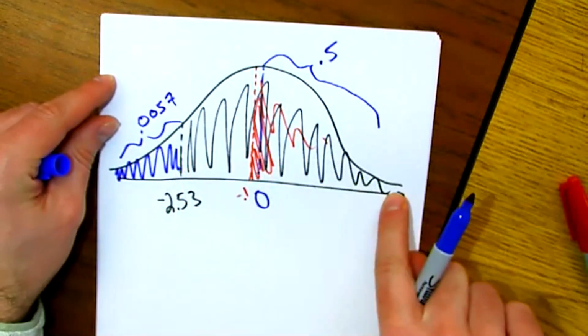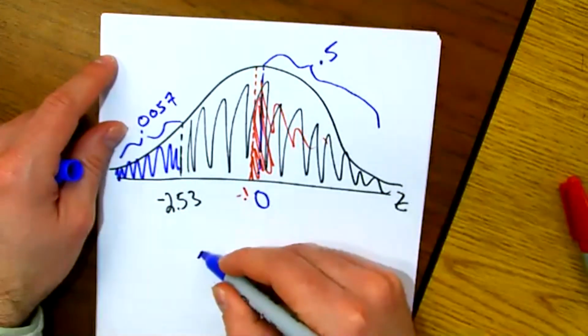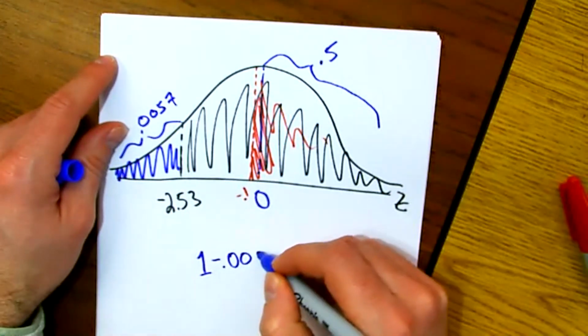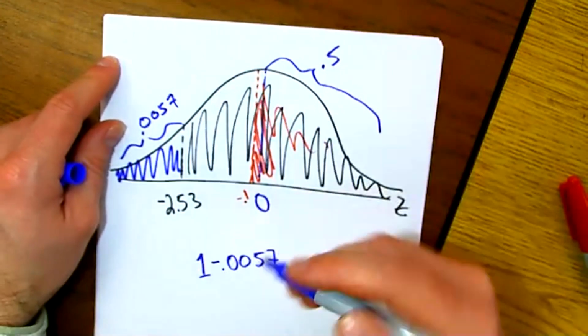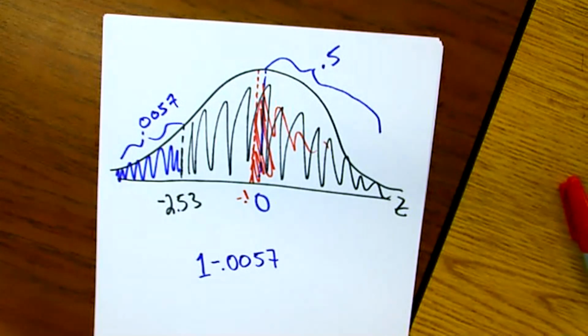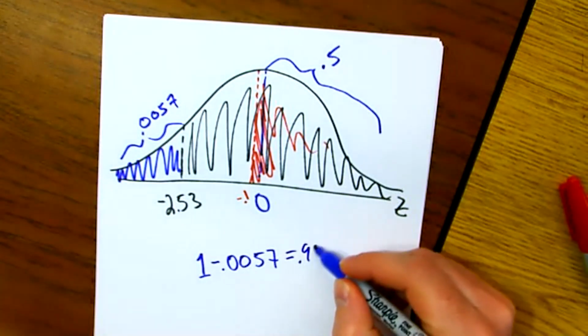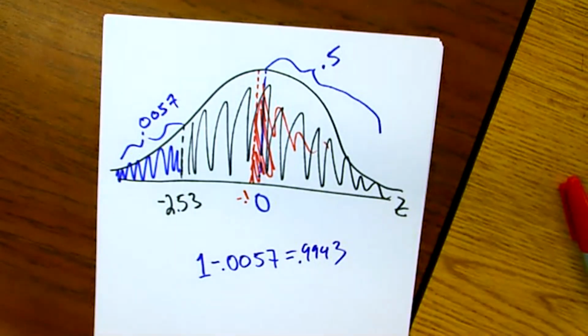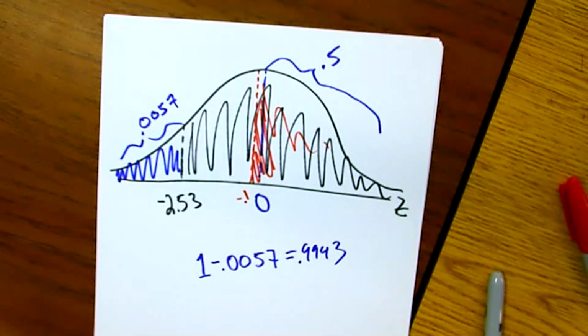I wanted the area to the right, so what do I need to do? Well, the area under the curve is 1. So if I want the area to the right of that, it's just 1 minus 0.0057, which is 0.9943, or something really close to 1. Okay? Any questions on that?